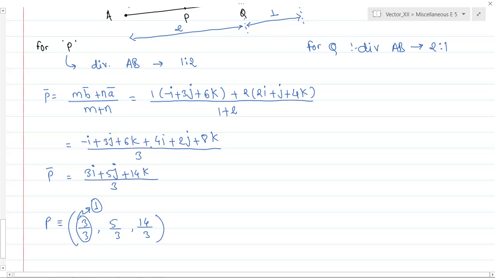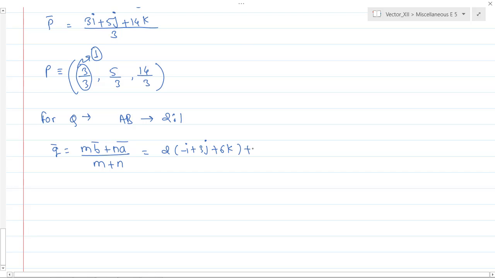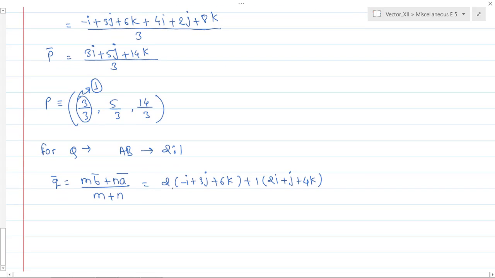Now let's do the same for point Q. Q divides the segment AB in the ratio 2:1. So Q bar is equal to (m B bar plus n A bar) upon (m plus n), where in this case m is 2, into B bar, which is minus i plus 3j plus 6k, plus n is 1, into 2i plus j plus 4k. It is 2, 1 and 4. Yes, perfect. Whole divided by m plus n, so it is 2 plus 1.